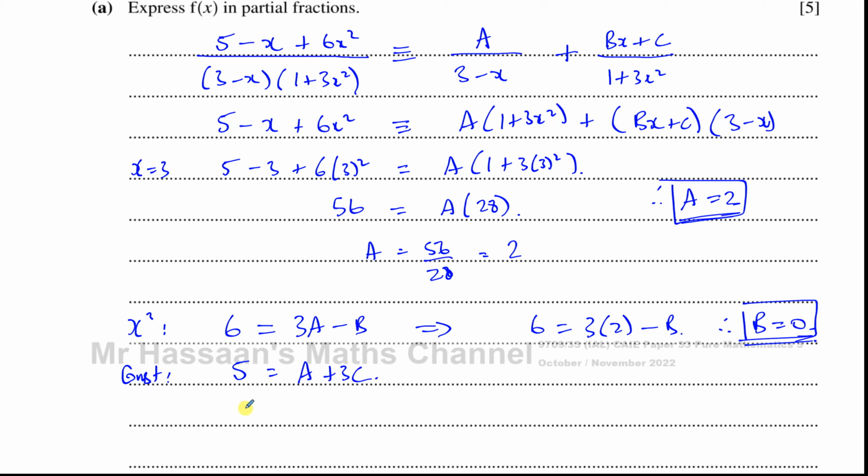And we know A is equal to 2, so you have 5 is equal to 2 plus 3C. So 5 minus 2, which is 3, equals 3C. So C is equal to 3 over 3, which is 1. So now we have A, B, and C. So we're going to have 2 over 3 minus x, plus 1 over 1 plus 3x squared. B became 0, so here you just have the C.